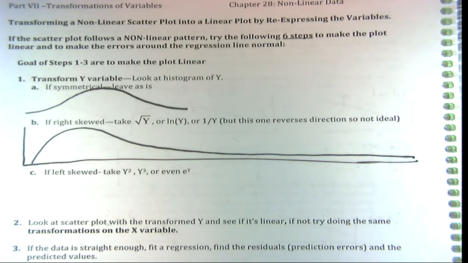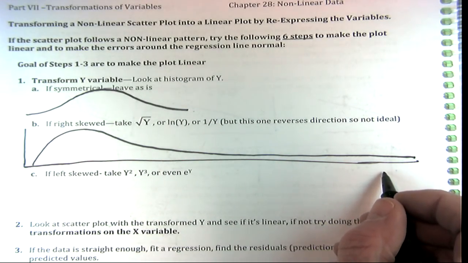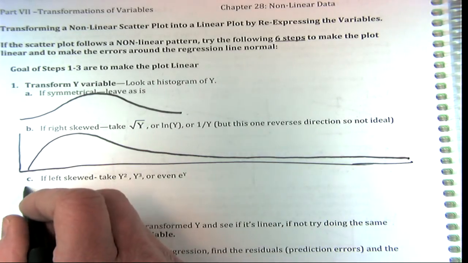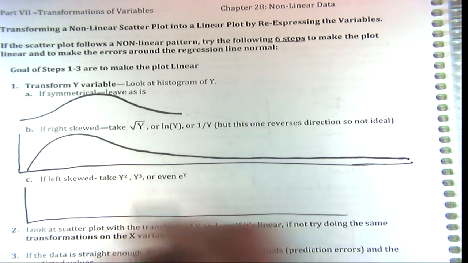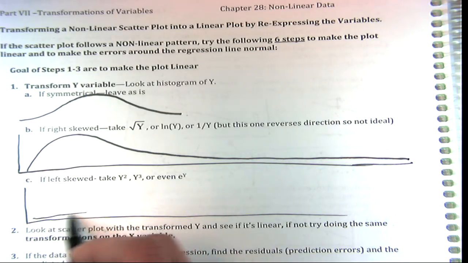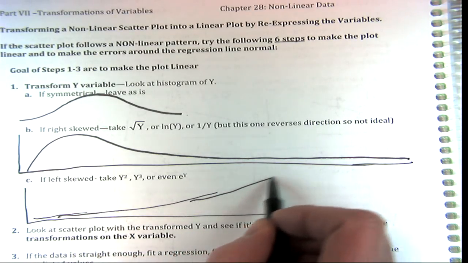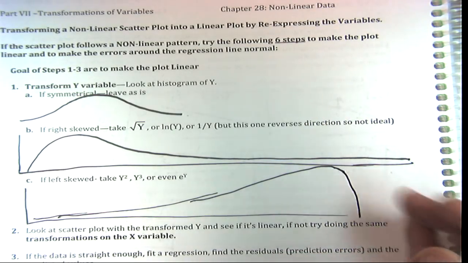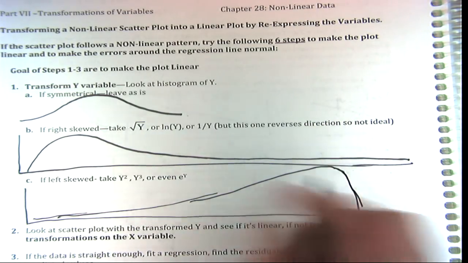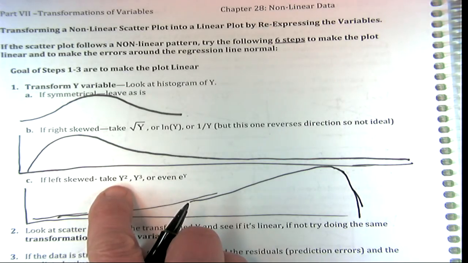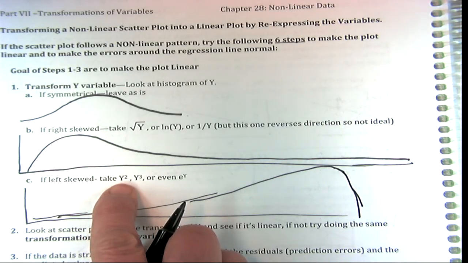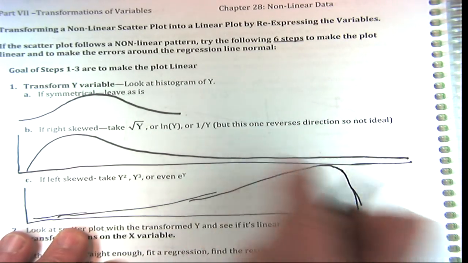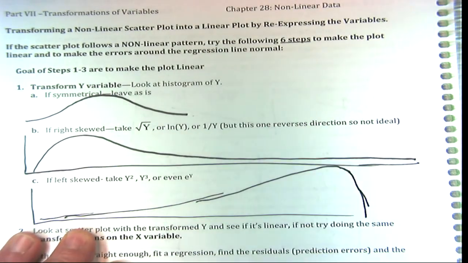Now, if it was left skewed, it's the opposite. So what do we want to do if it's left skewed? If it's left skewed, that means there's this long tail here, and then this big hump here. So now what do we want to do? We want to do the opposite. We want to square, because squaring will affect the big numbers more, right? It's the same logic, and will spread this out more.